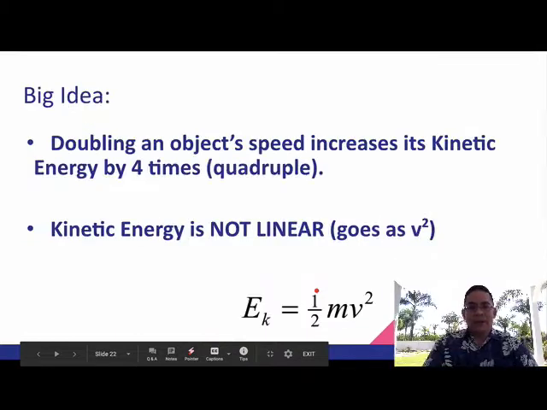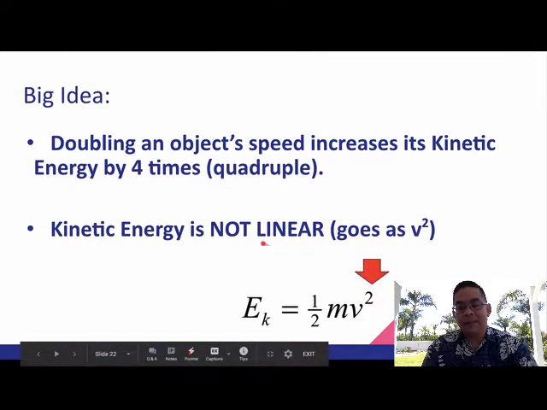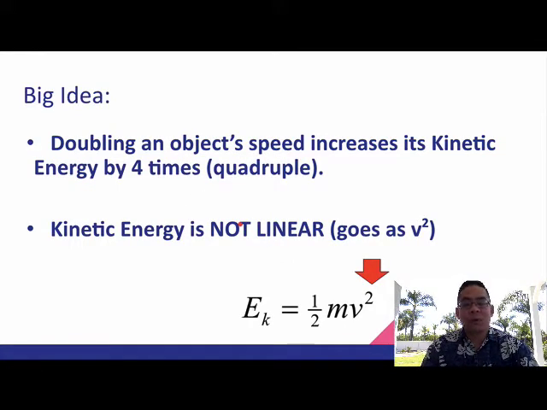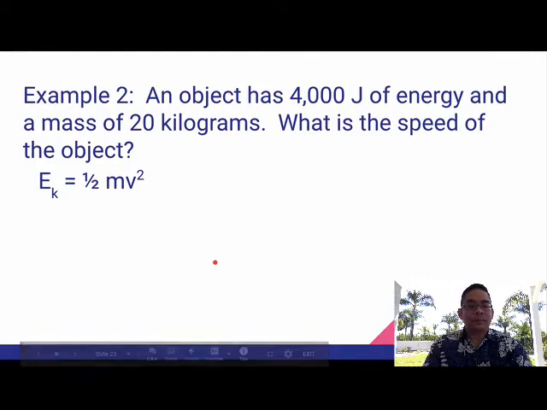All right, so big idea. Doubling an object's speed increases kinetic energy by 4 times. Because of that square factor, whatever the situation, you're just going to square that. So if the speed is 4 times greater, the kinetic energy is going to be 16 times greater.